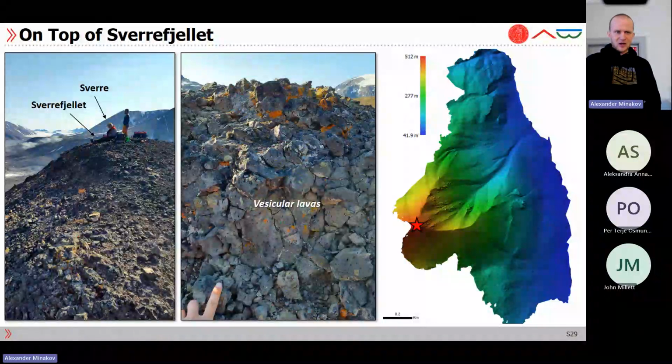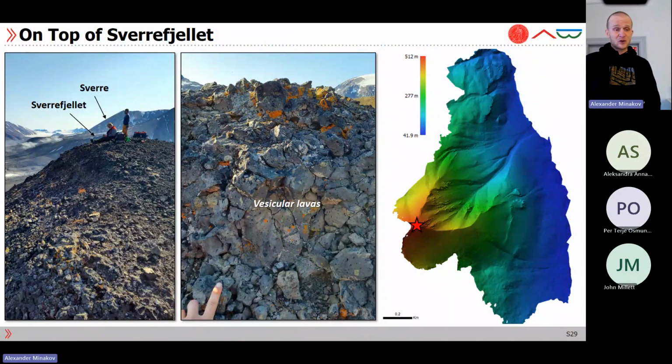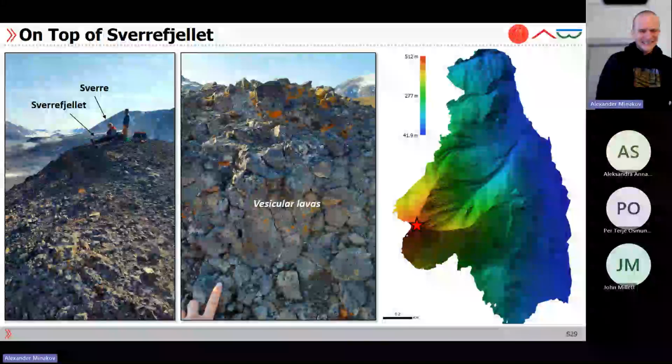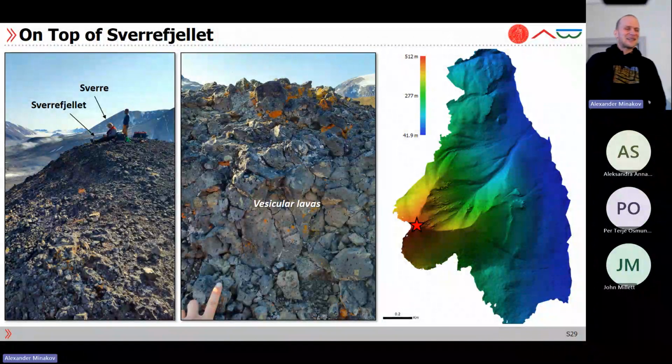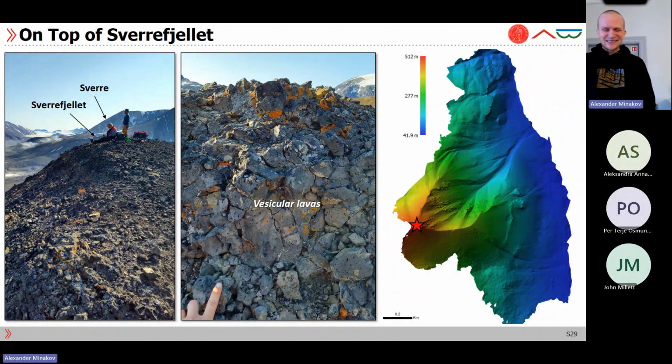Coming to the very top of the Sverrefjellet, I expected more jokes about Sverre and Sverrefjellet today, but at least I'm the second one. That's good. Sverre was a bit afraid to hear it many times today. So yeah, here we go. Sverre is sitting on the top of Sverrefjellet. Don't mix up. Very Sverrefjellet, very Sverre.